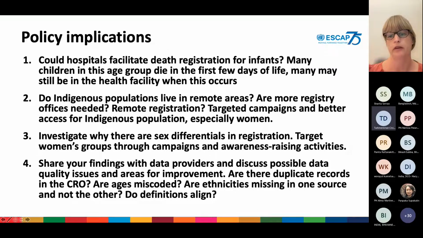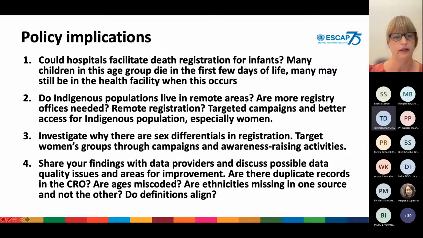So for the first one, when we're looking at low rates of infant registration, we might ask ourselves, is there a way that hospitals could facilitate death registration? Because many children in this age group often die in the first few days of life. And because of that, many of them are still in a health facility. Maybe they were just born and they were sick and they never left. And so the death would have occurred in the health facility. So is there a way to better link health facilities with civil registration, or maybe to support grieving parents to ensure that down the road the death gets registered?